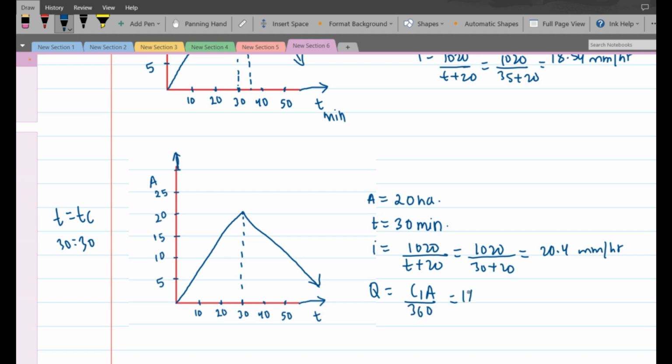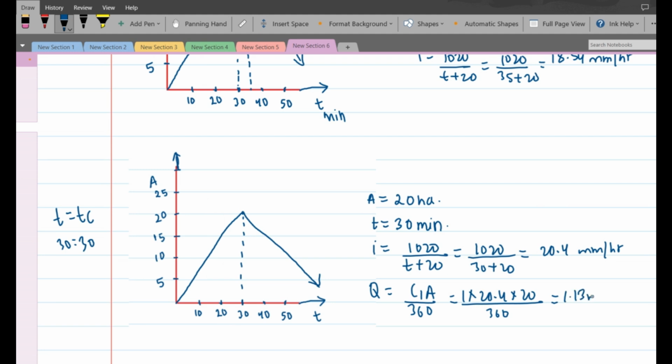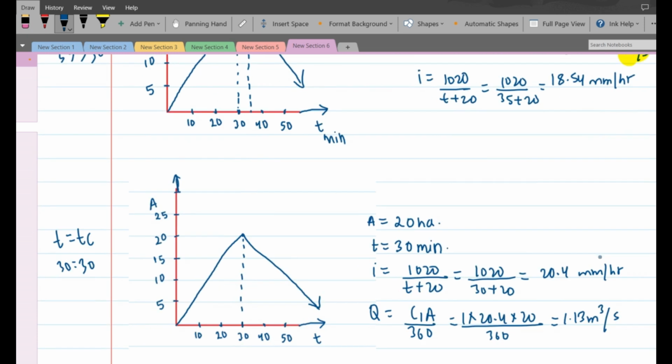Now Q equals CIA by 360. It will be 1 into 20.4 into 20 divided by 360. Let's calculate. 1 into 20.4 into 20 divided by 360. So it will be 1.13 meter cube per second, right?